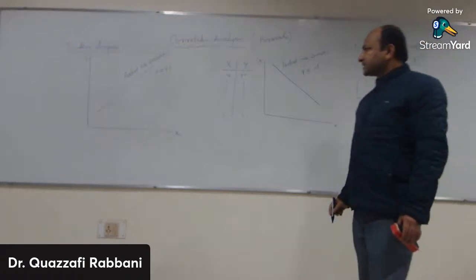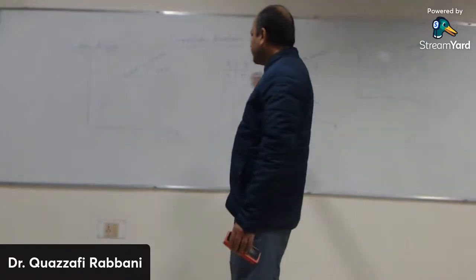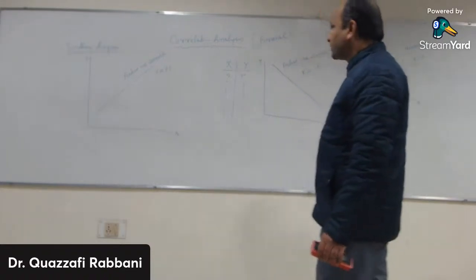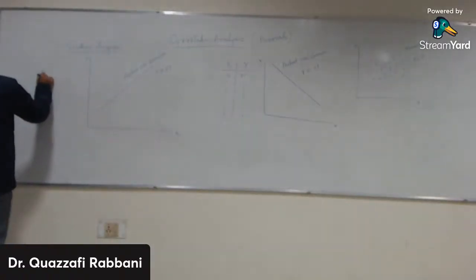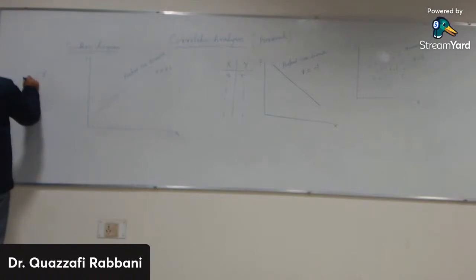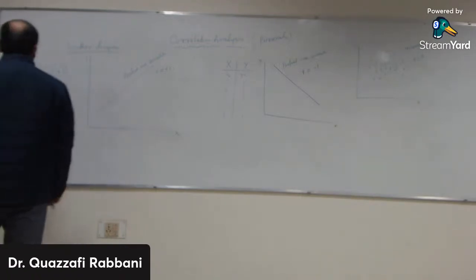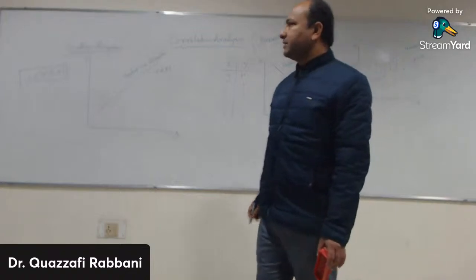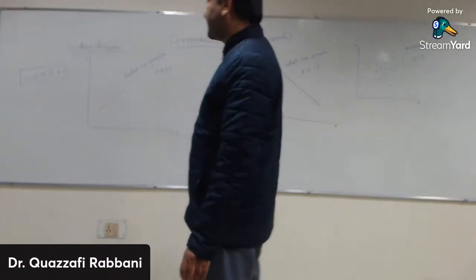If we summarize all these graphs from the scatter to the straight line, then we see the limit of the correlation. The limit of the correlation will be minus 1 to plus 1. If the correlation is minus 1, that is perfect negative. If the correlation is plus 1, this is perfect positive correlation, and otherwise it will be from minus 1 to plus 1.